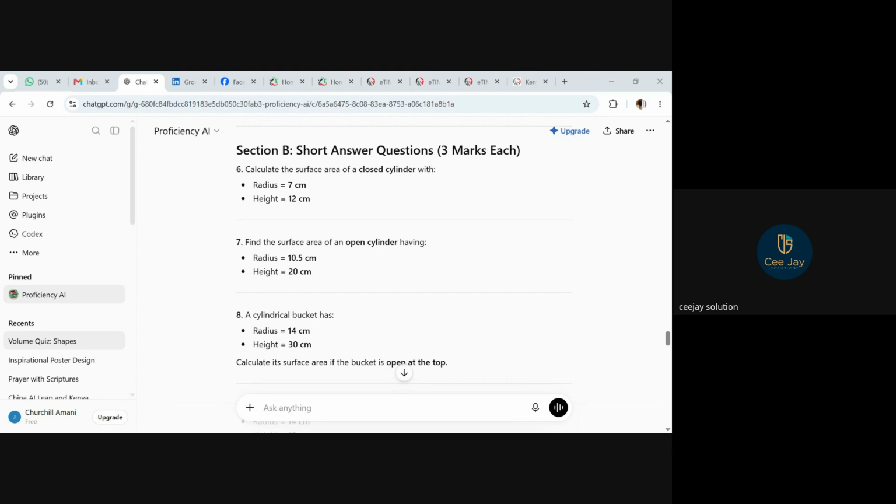We go now to question 7. Tujaribu question 7. Let me read question 7. Find the surface area of an open cylinder having radius of 10.5 centimeter. Height is 20 centimeter. Tujaribu hiyo.